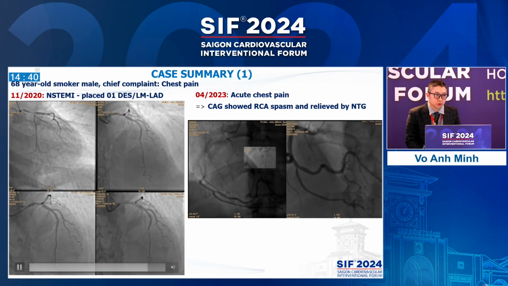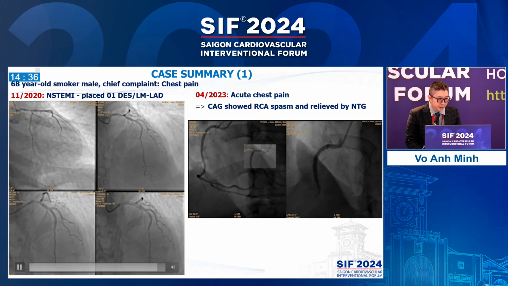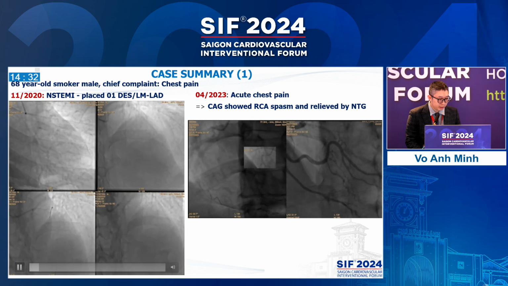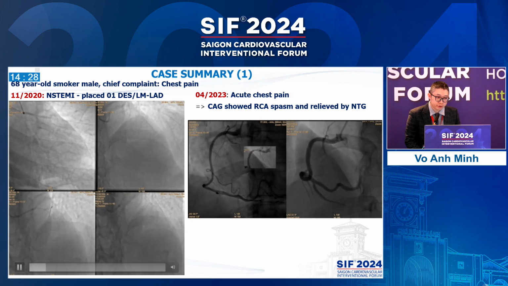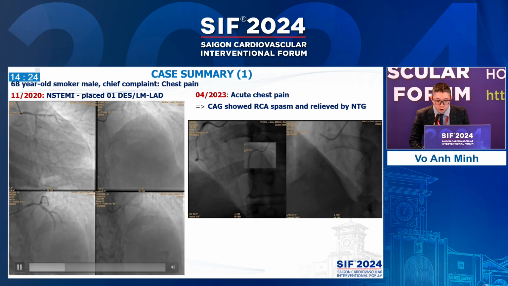The first case is a 68-year-old male smoker. He complained of chest pain. In 2020, he came to the local hospital with a non-STEMI scenario. Our colleague did the CAG, which showed stenosis at the distal left main, and they also did NTG, showing coronary spasm, but there was still a fixed stenosis, and they deployed a stent.